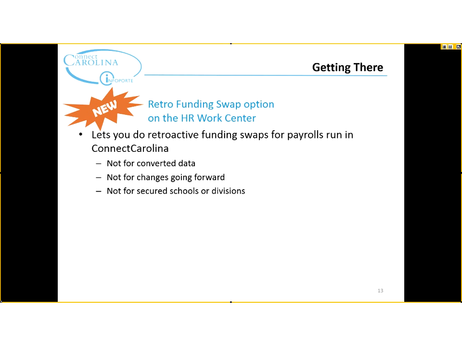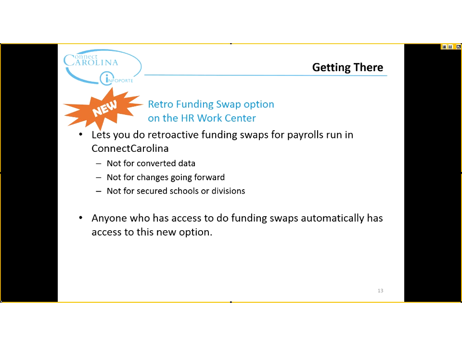This tool is not for our secured schools or divisions, so we're talking in that case athletics, the budget office, provost's office, and the chancellor's office. So those folks will not be able to use this tool. People paid on their sources will not be able to use this tool.